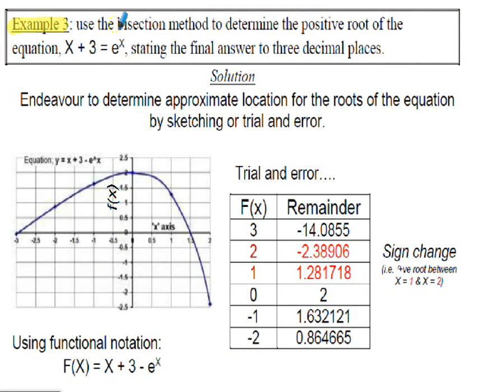Example 3, we're asked to use the bisection method to determine the positive root of the equation x plus 3 is equal to e to the x. We have to state the final answer to 3 decimal places.